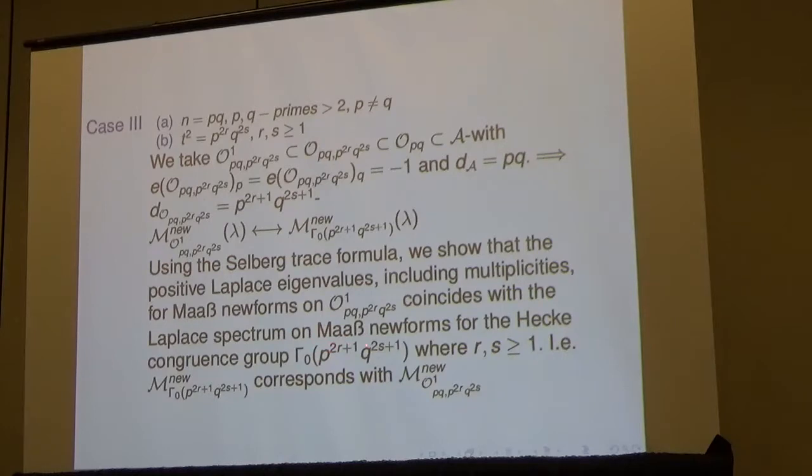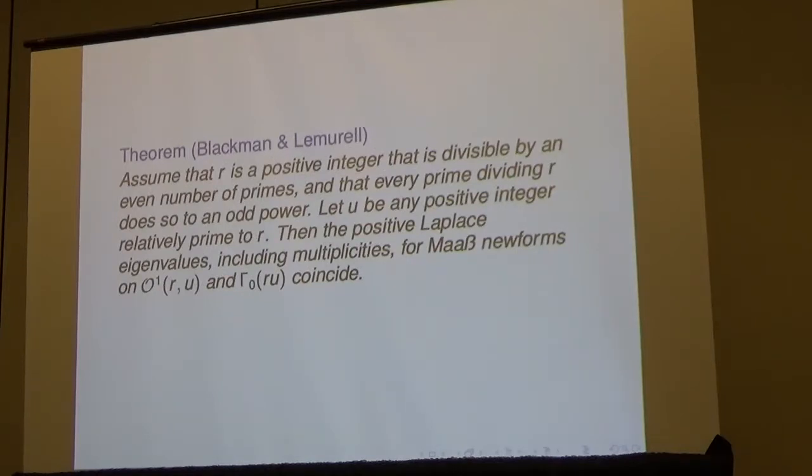gamma 0 p to the 2r plus 1 q to the 2s plus 1, where r and s are bigger than or equal to 1. And then we can show that the spaces of Maass forms on these, in this case the co-compact and the non-co-compact, co-finite groups, actually correspond with each other.